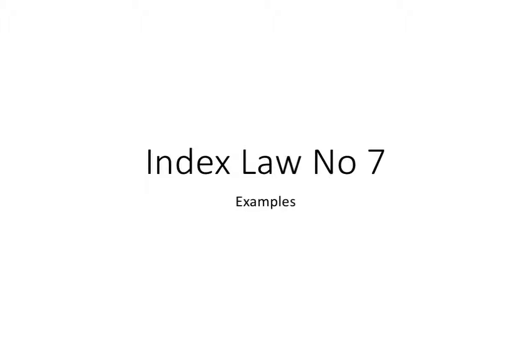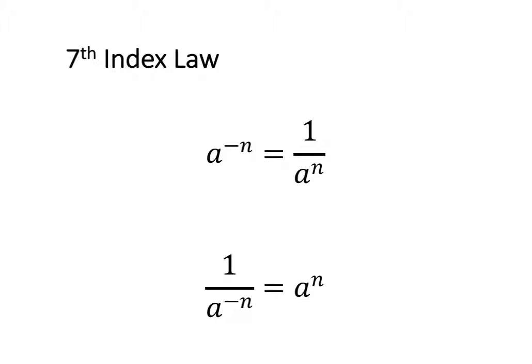In this video, we're going to have a look at some examples of working with negative indices using the seventh index law. The seventh index law tells us that if we have a negative index, we can move it either to the denominator or the numerator to make it into a positive. So if our negative index is already in the numerator, we move it down into the denominator. Alternatively, if our negative index is already in the denominator, we move it up into the numerator to make it a positive. So let's have a look at some examples.